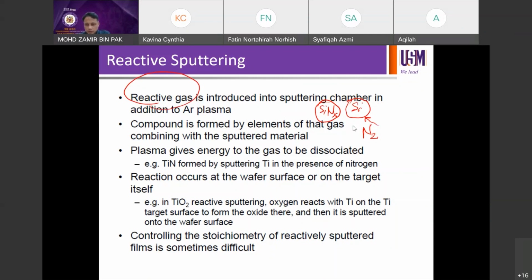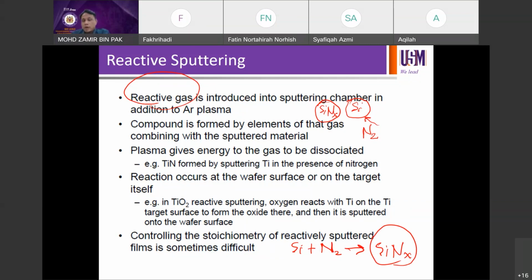So in this case, we're talking about silicon nitride as the compound, due to the combination of the gas nitrogen and the sputtered material silicon. So that means silicon as your sputter target plus nitrogen as the gas introduced for reactive sputtering, producing silicon nitride, the compound you intend to produce from this reaction.